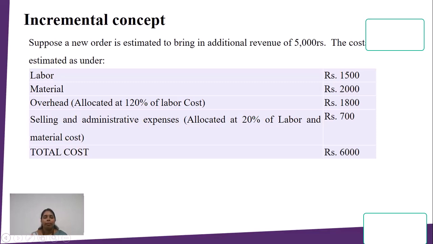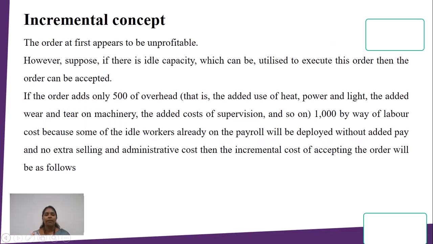From a mere point of view, it seems that this order is not profitable. That means the total cost incurred here is 6,000 rupees, whereas it gains a revenue of 5,000 rupees, which seems to be not profitable for a business. So the order at first appears to be unprofitable.